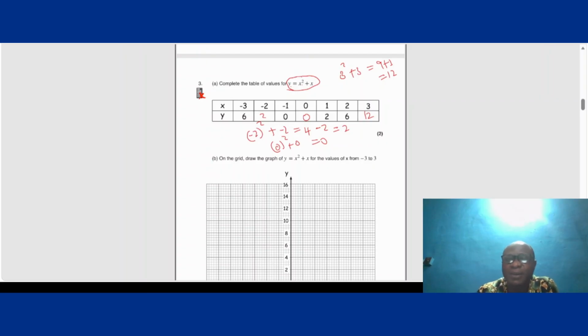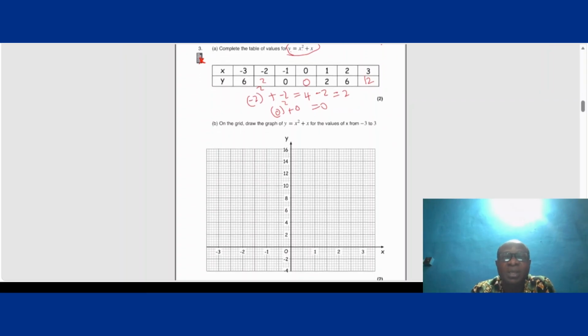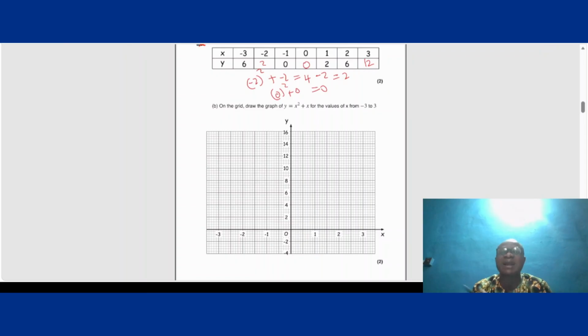The next thing is for me to plot the quadratic graph. In the last session, we did the linear graph. This one is quadratic. So when x is minus 3, y is positive 6. Look at the point. When x is negative 2, y is positive 2. Look at the point.